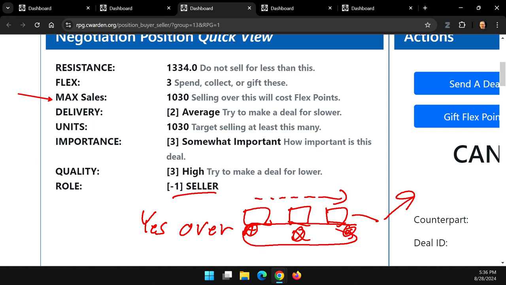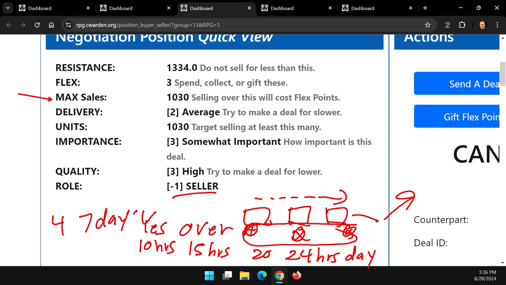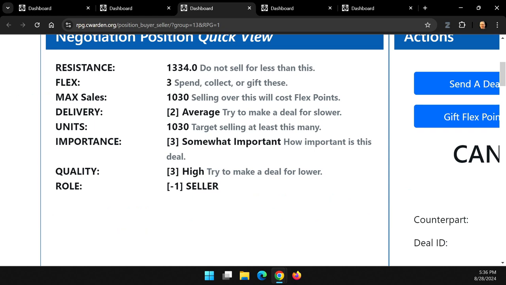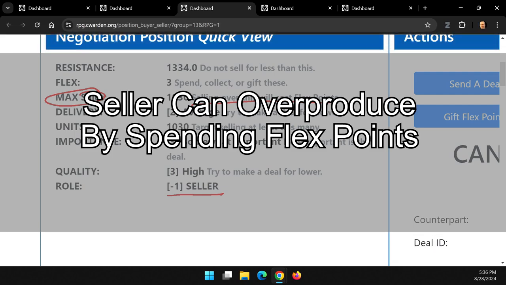Well, the factory usually runs maybe 10 hours a day or 8 hours a day, but you can increase that. You could run for 15 hours a day, or you could run for 20 hours a day, or you could run for 24 hours a day, and you would produce more. Maybe you run for 3 days a week, and now you can run for 4 days a week, or even 7 days a week. And if you do that, you would produce more and more. So, the seller can go over the maximum sales, yes. But it's not for free, because you have to run the factory more, so it's going to cost you money.